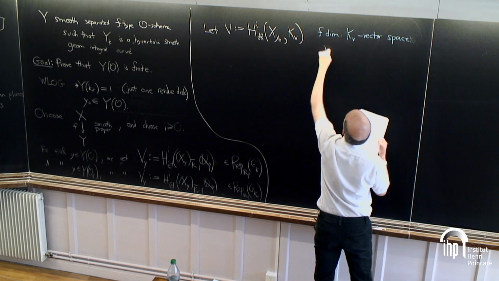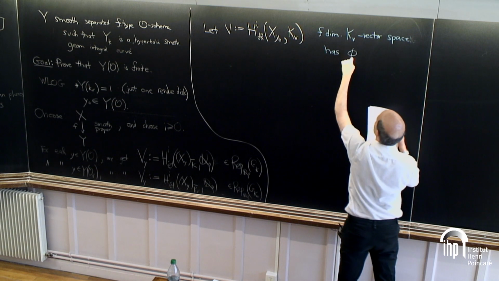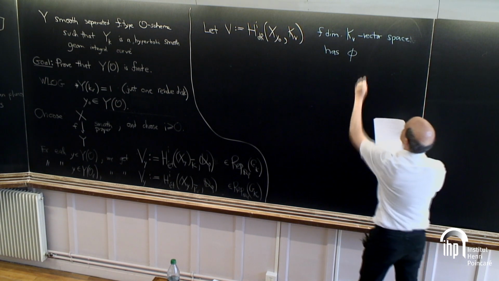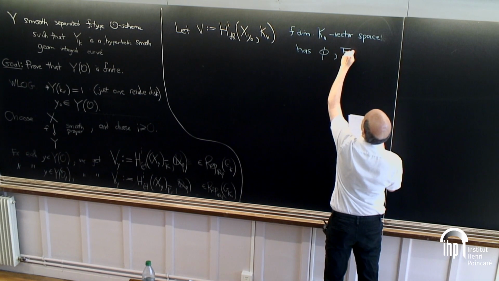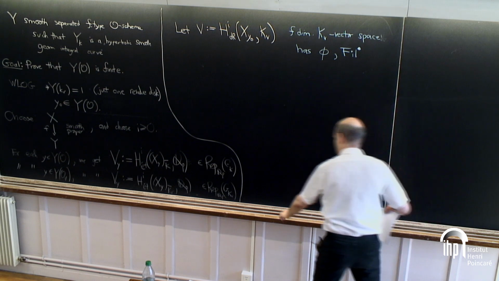Because of the comparison with crystalline cohomology, it has a Frobenius operator on it, a semilinear operator, and because it's a de Rham cohomology, it also has the Hodge filtration.